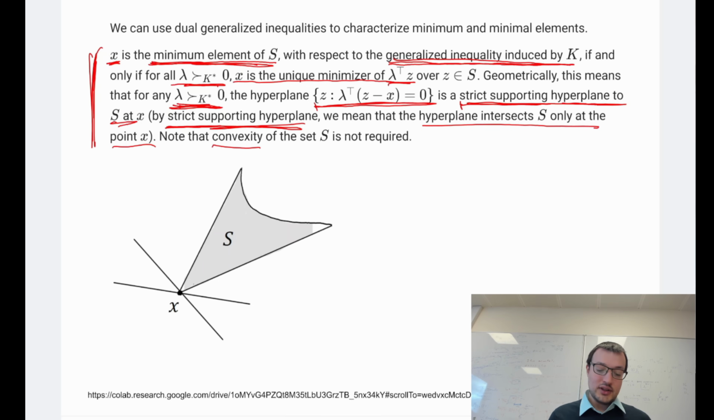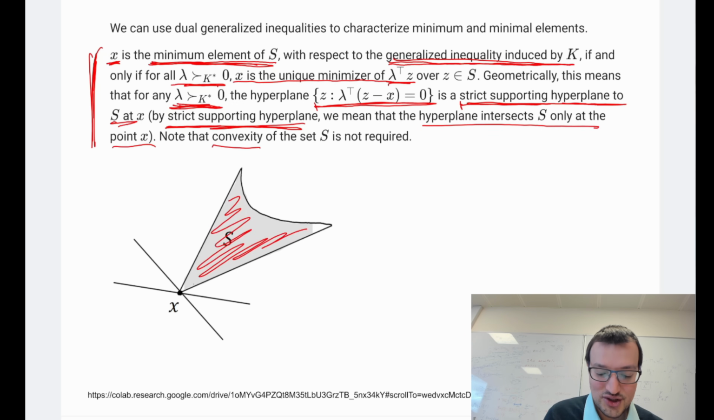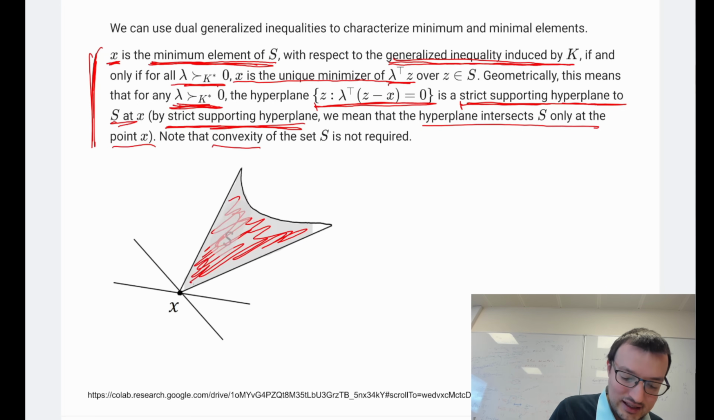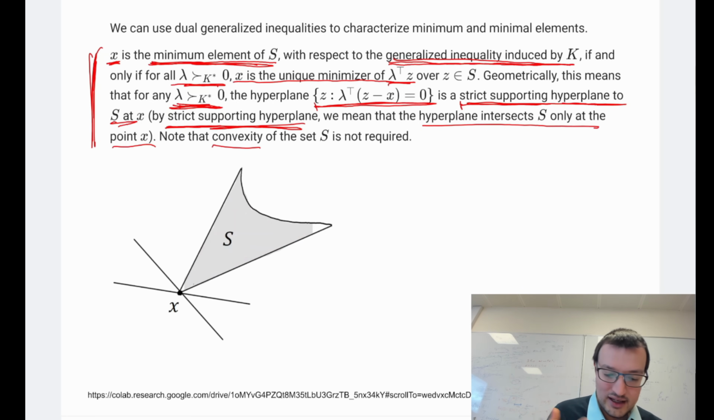I'm sure that this is very confusing up to this point, so let's try to understand what this means. Consider this set S, shaped a bit like a cone, so that it's easier to represent the geometric meaning. We want to look now at the minimizers of lambda transpose Z. So what does it mean?